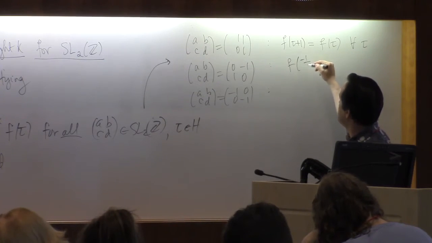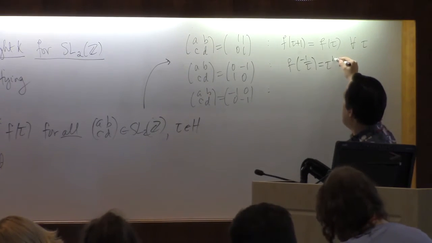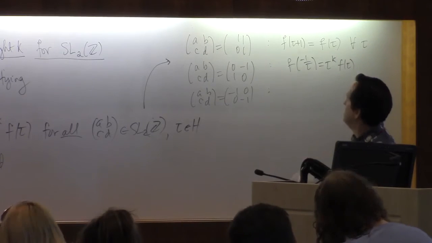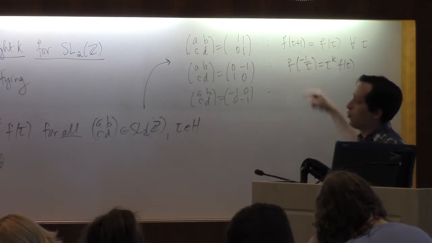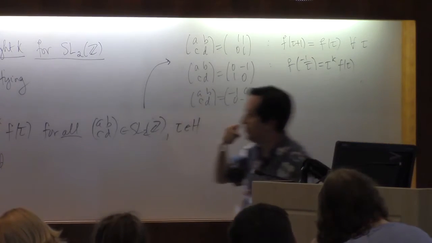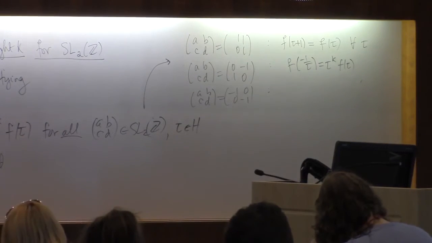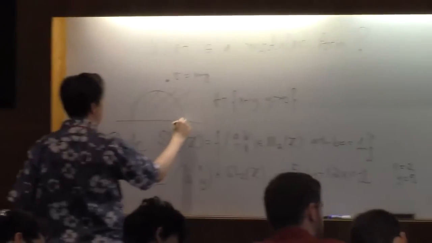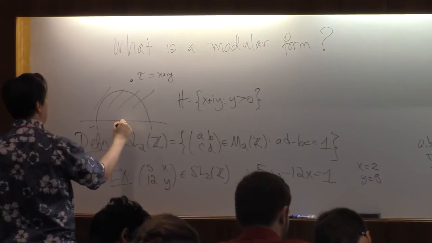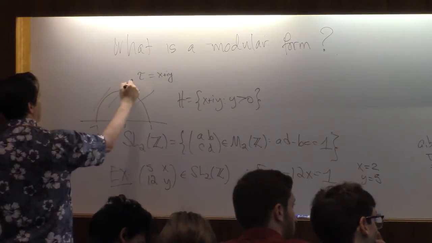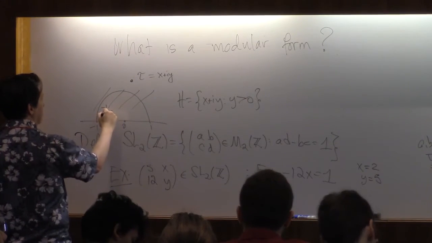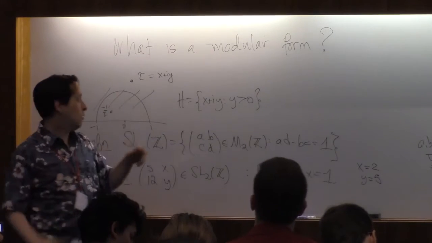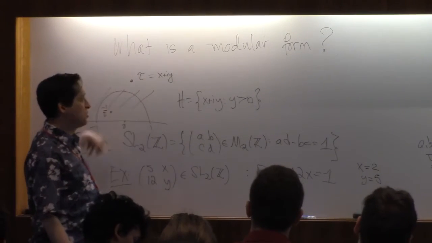You're saying f of minus 1 over tau is tau to the k f of tau. Okay? So you can think of minus 1 over tau as a transformation in the upper half plane. Suppose this is the unit semicircle, there's 0, 1, minus 1. If tau is here, minus 1 over tau will be somewhere over here. So it's not 1 over tau.